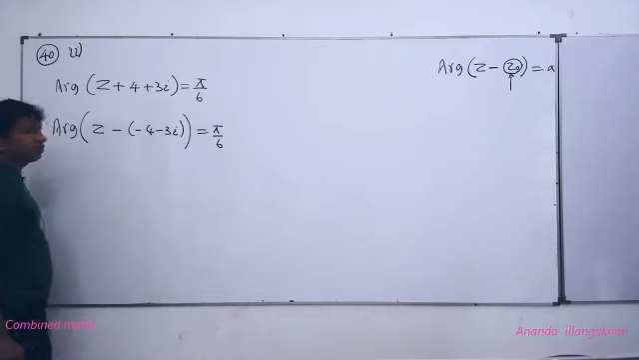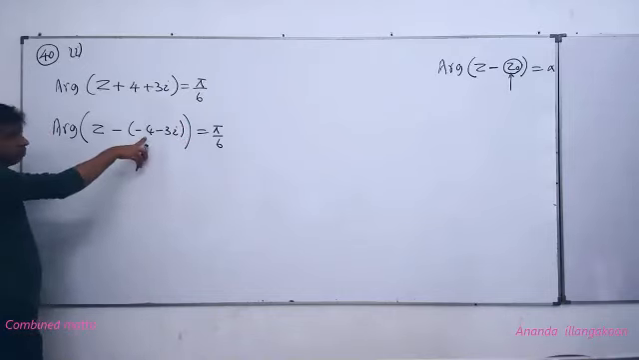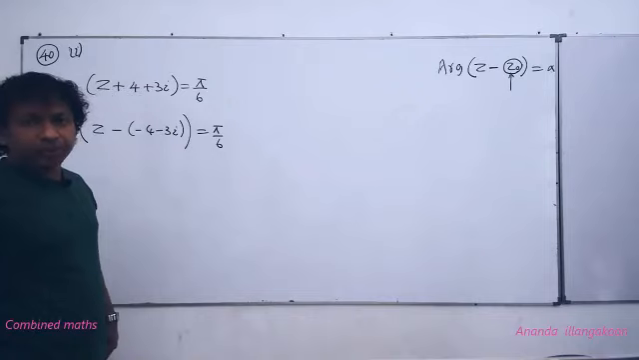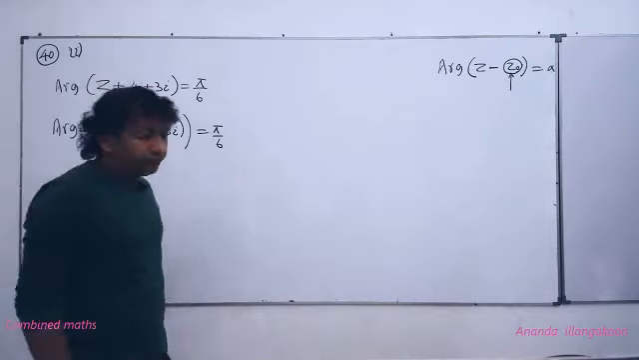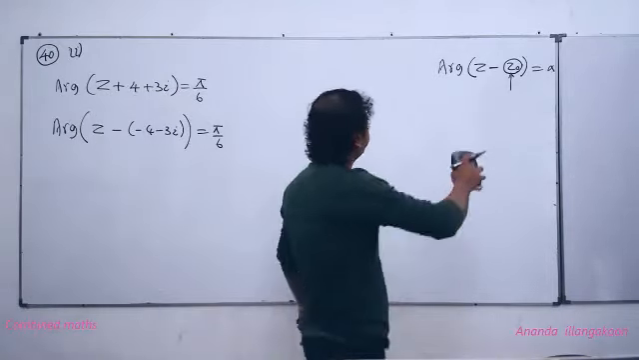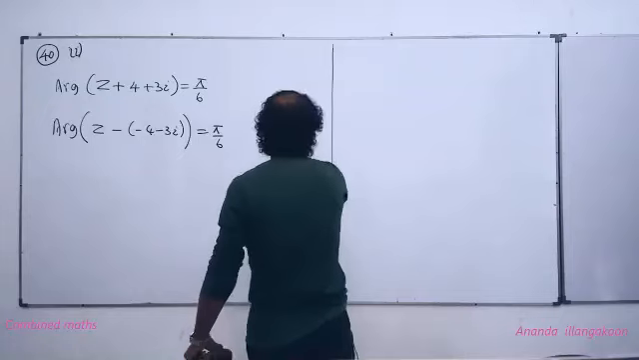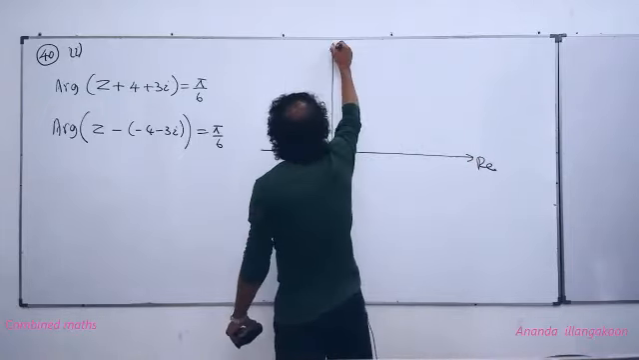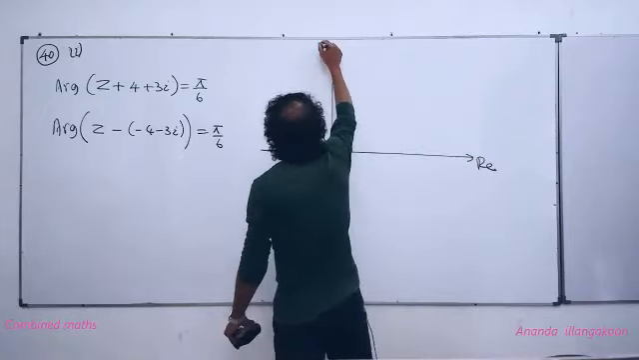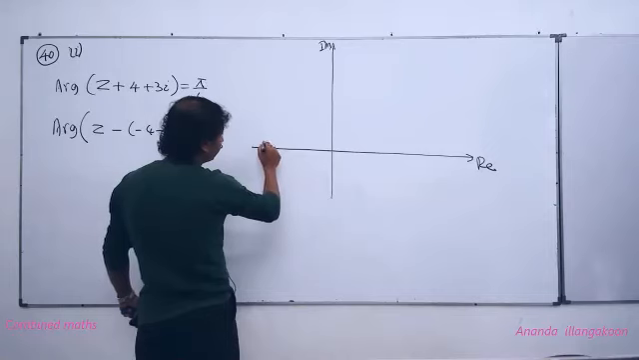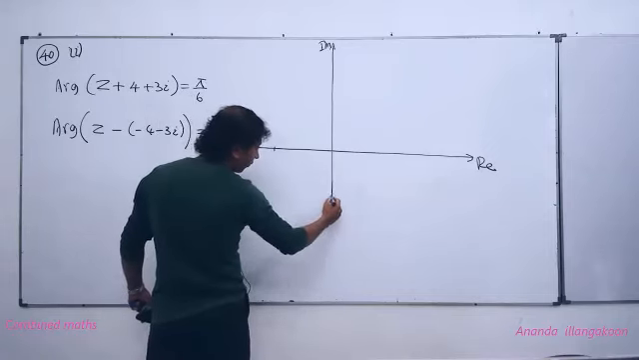Because then the straight line passes through the complex number minus 4 minus 3i. In coordinate form, where is it? X coordinate minus 4, y coordinate minus 3. Understand? Now we'll draw that line on the Argand plane. This is the imaginary axis, this is the real axis. Minus 4, minus 3i is somewhere here. Then the complex number is here.